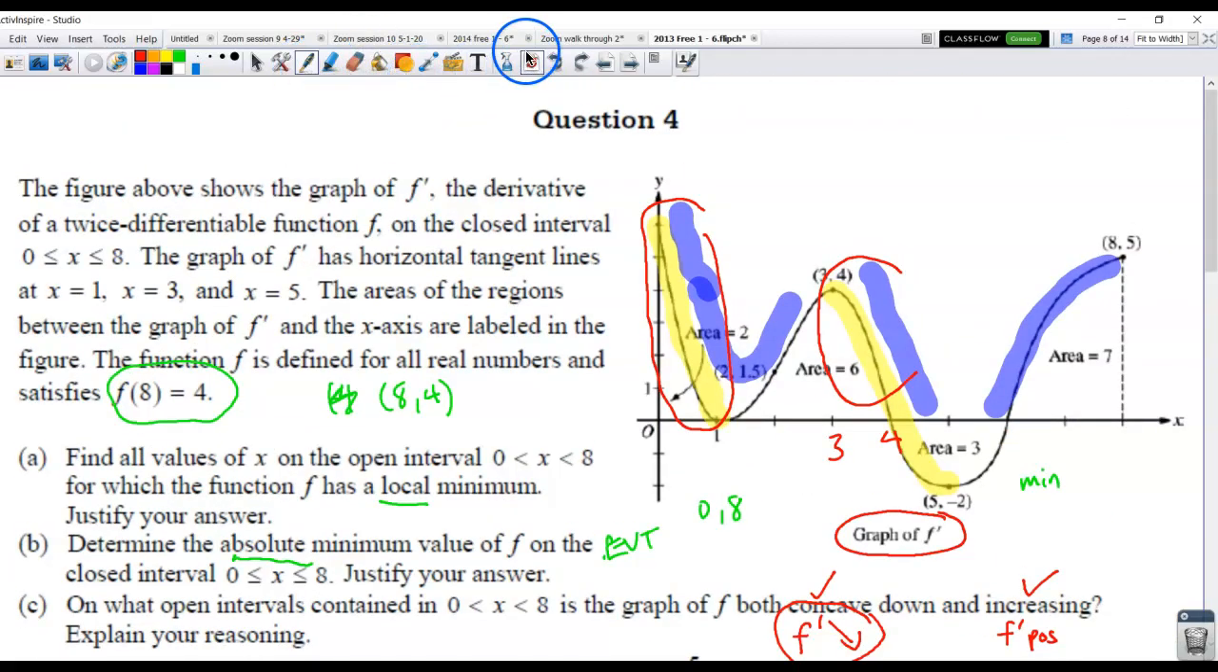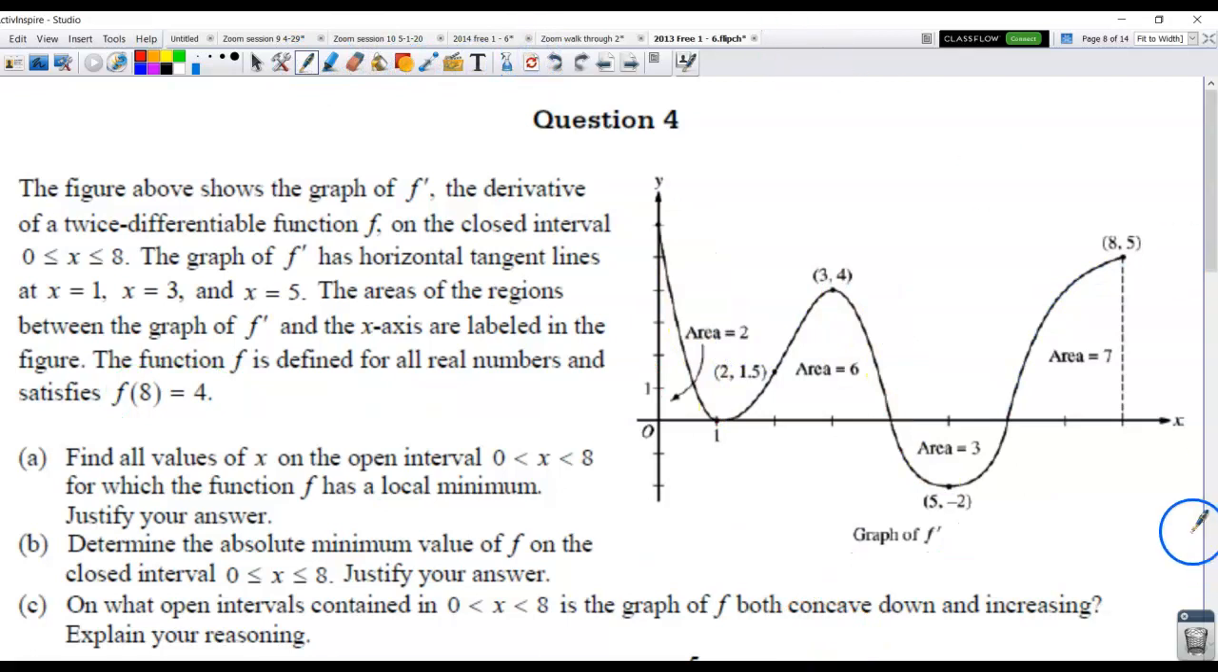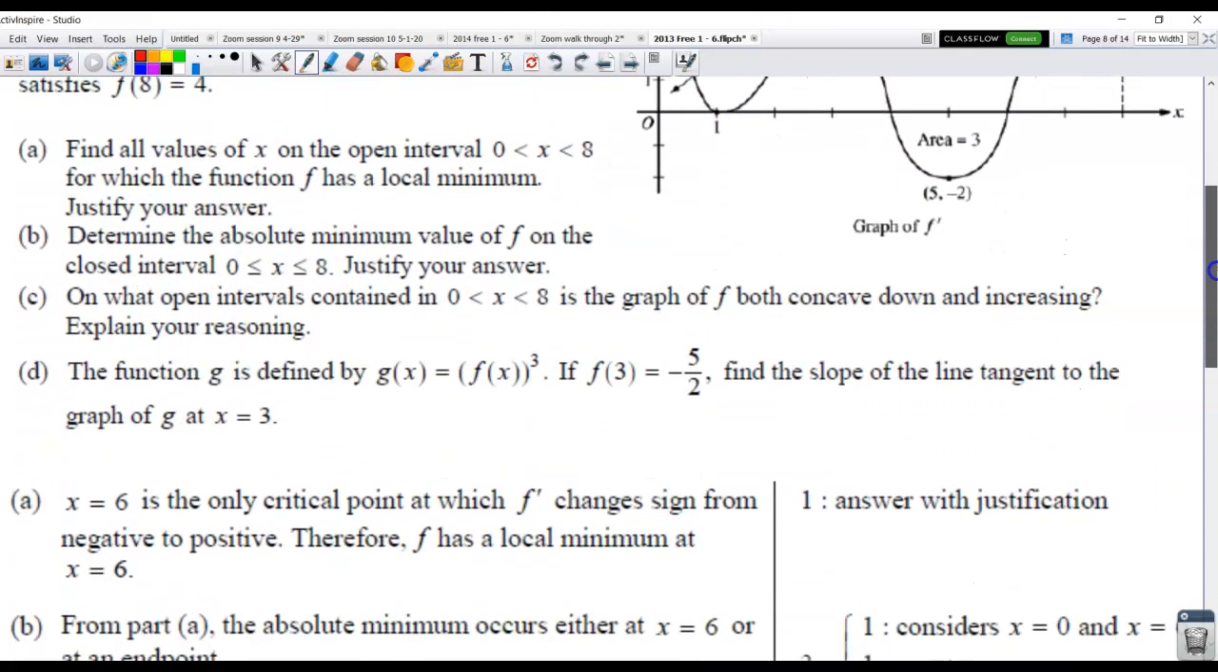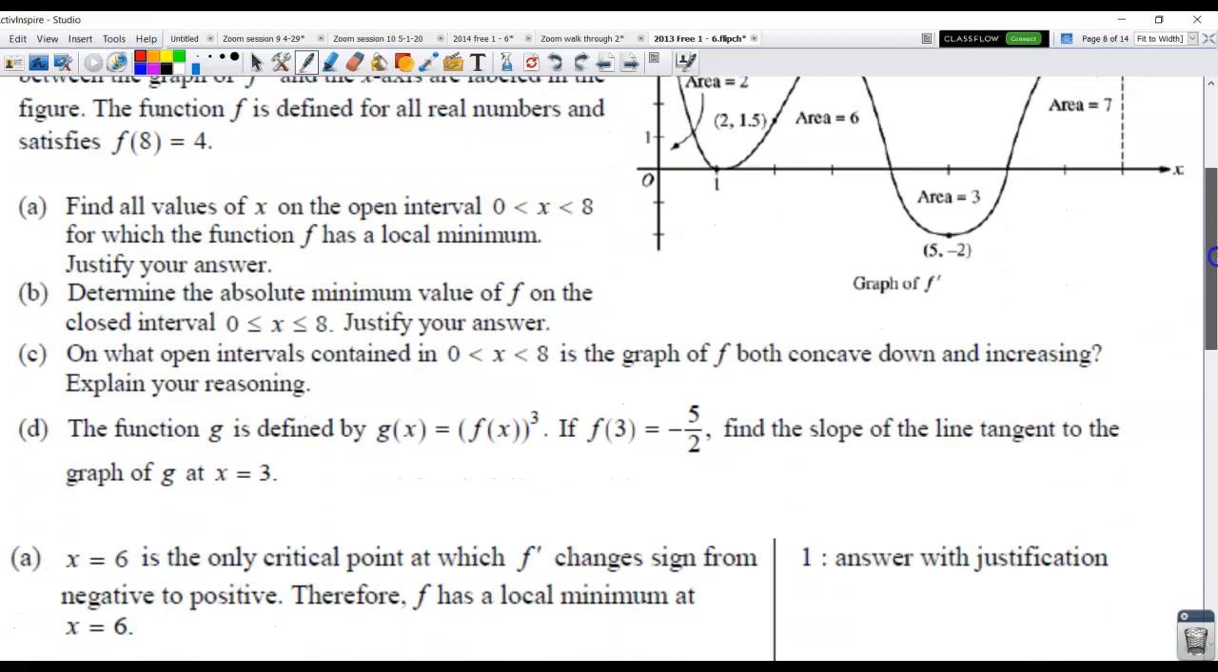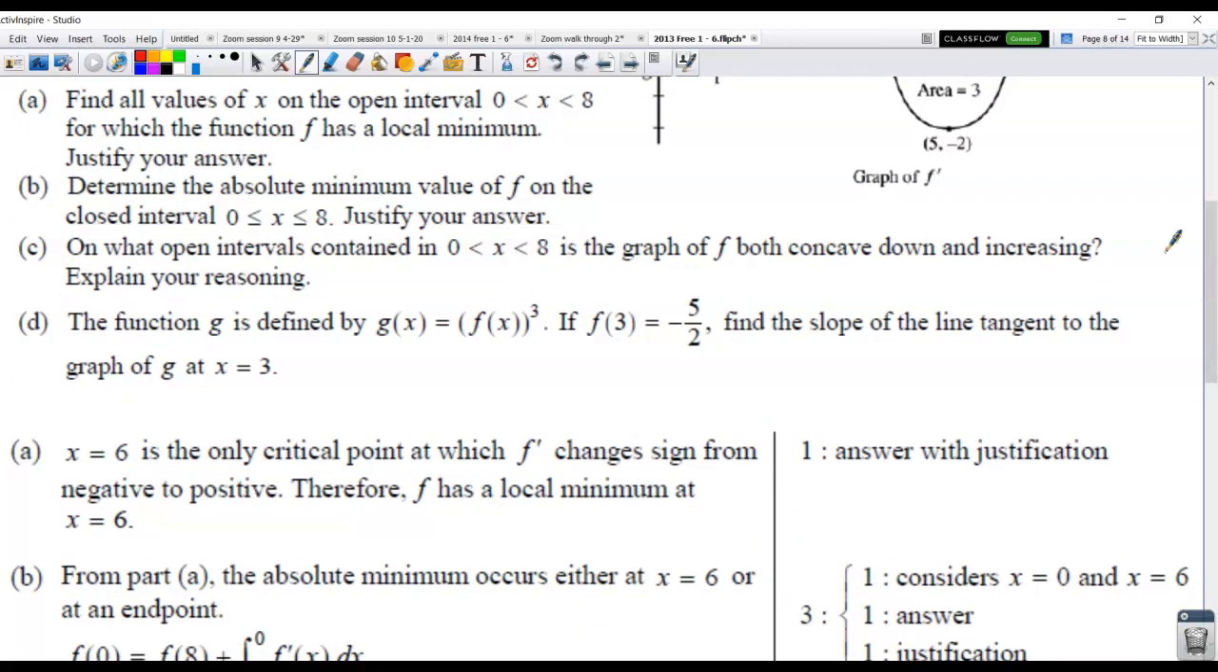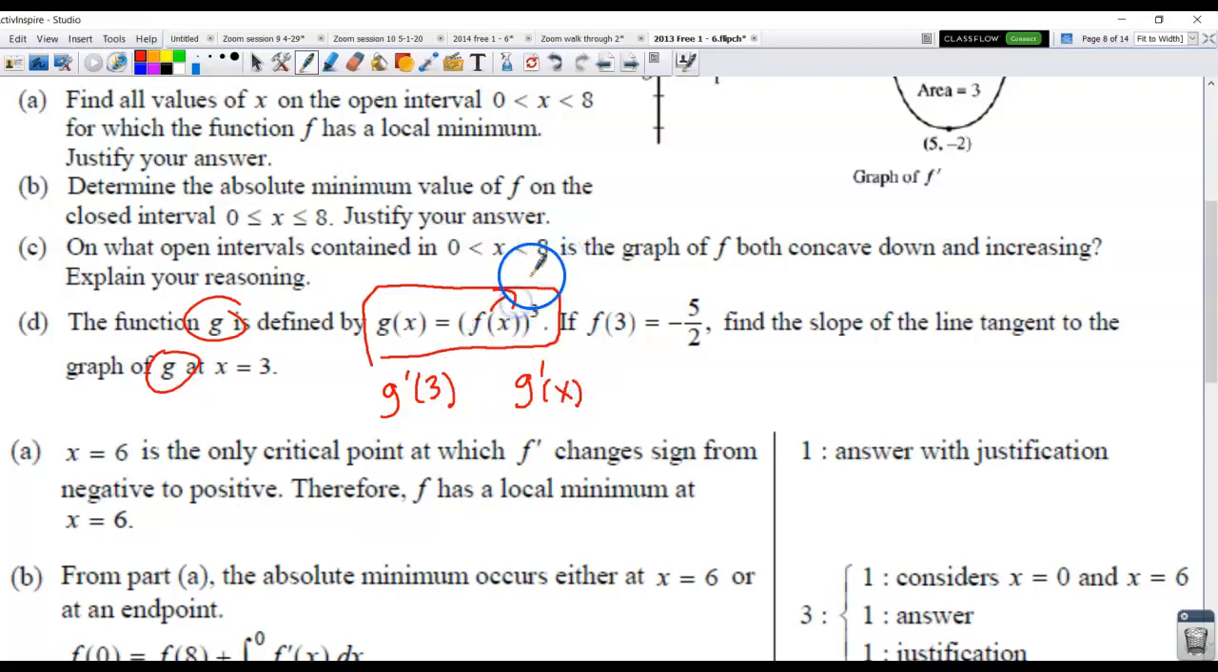So I'm going to clear the board again. And in this question, where is letter D? There it is. In letter D, the function g, we have a new function, is defined to be f of x to the third power. And then they give us some information. They want the slope of the line tangent to g. So in other words, we need g prime of 3, which means we need g prime of x, which is going to require the chain rule because f of x is on the inside, 3 is on the outside.